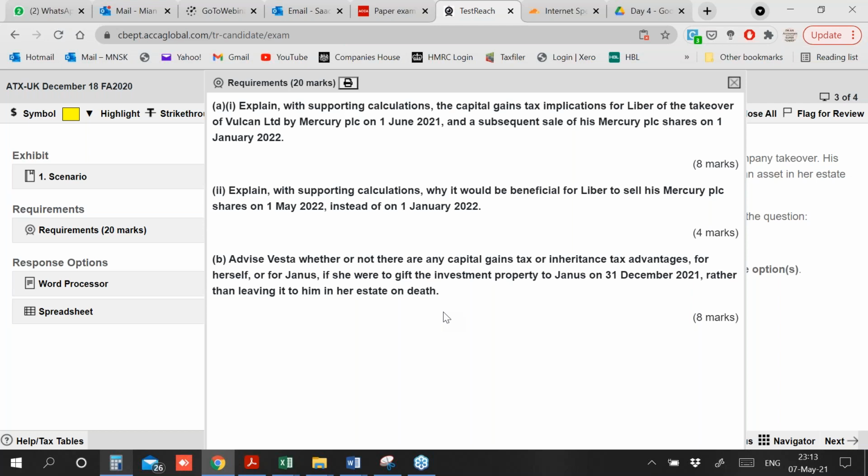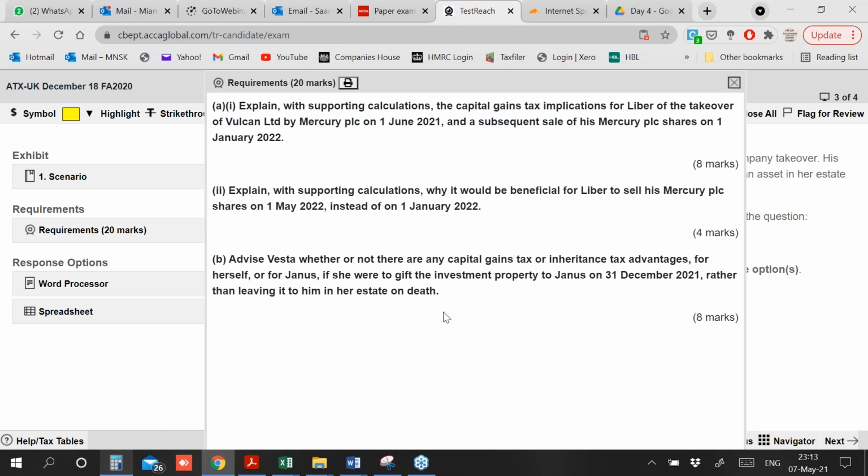Now, about Janus. If you give it to Janus, obviously Janus will be acquiring at a loss. So at the moment, Janus will not have to pay any tax, because he's not getting the asset at a gain, he's getting the asset at a loss. So Janus will not have to pay any tax and you do not have to pay any tax as well.